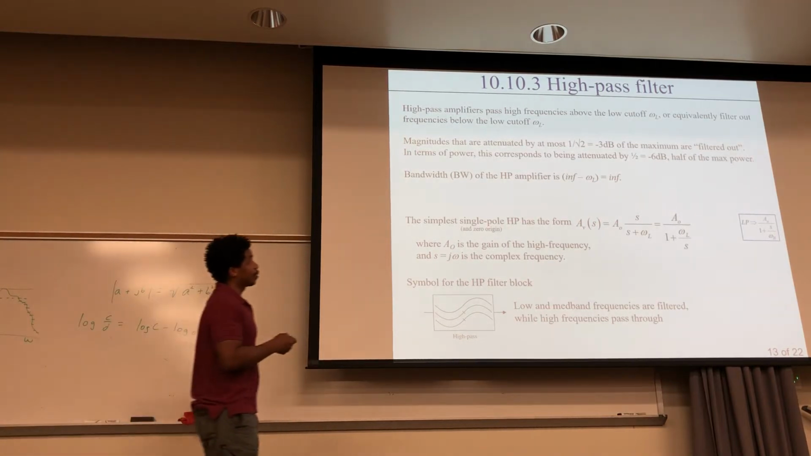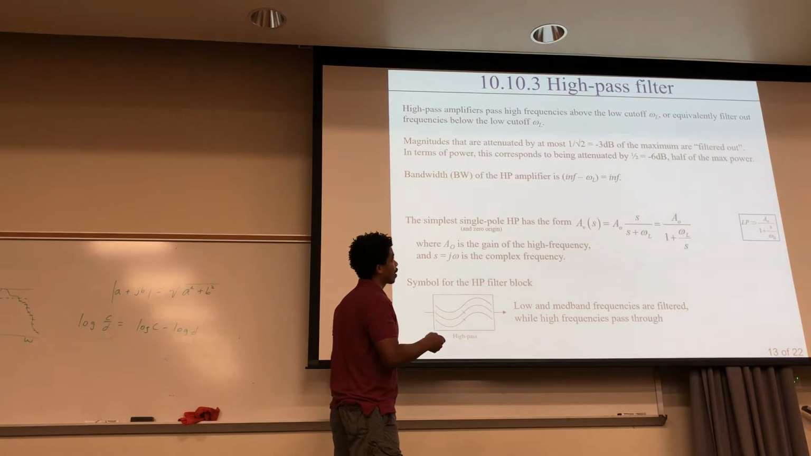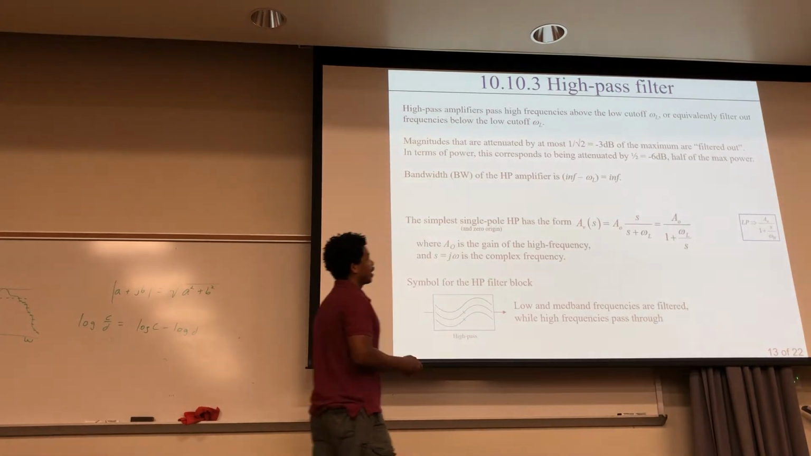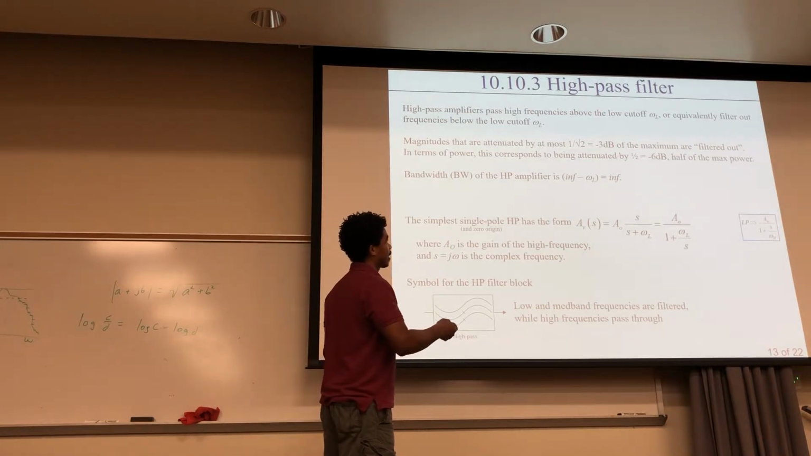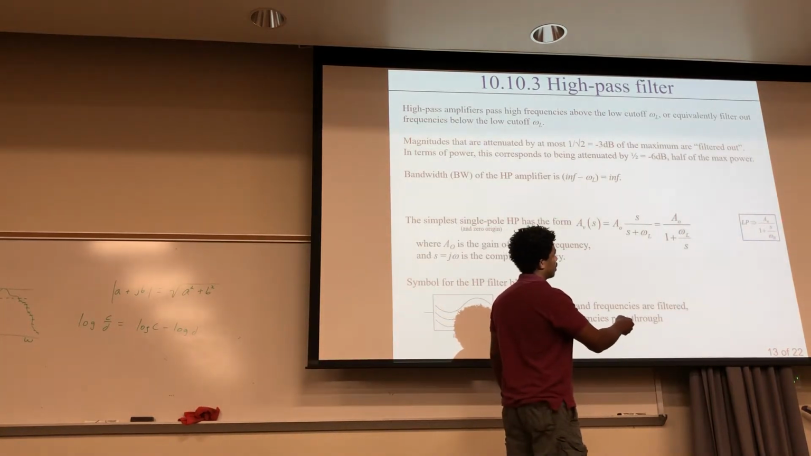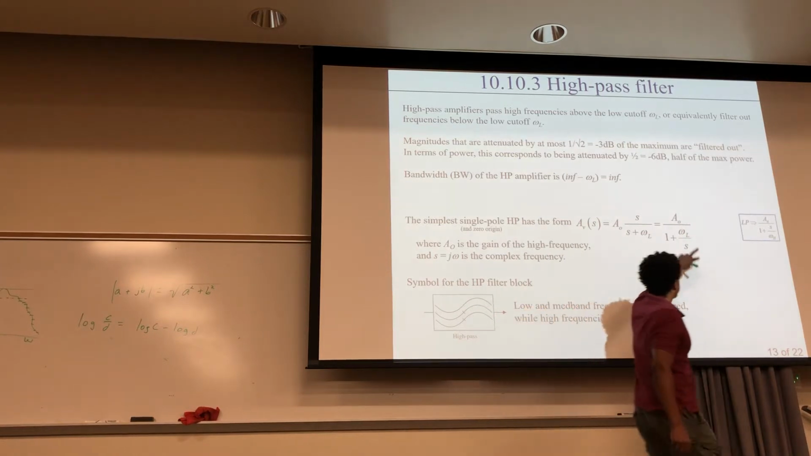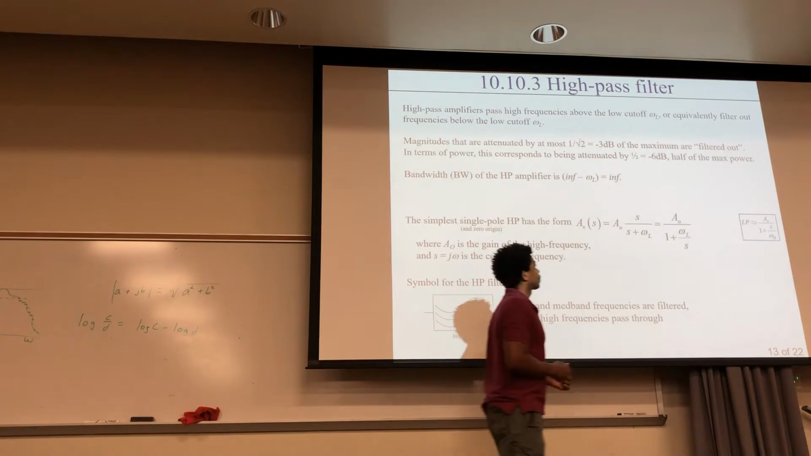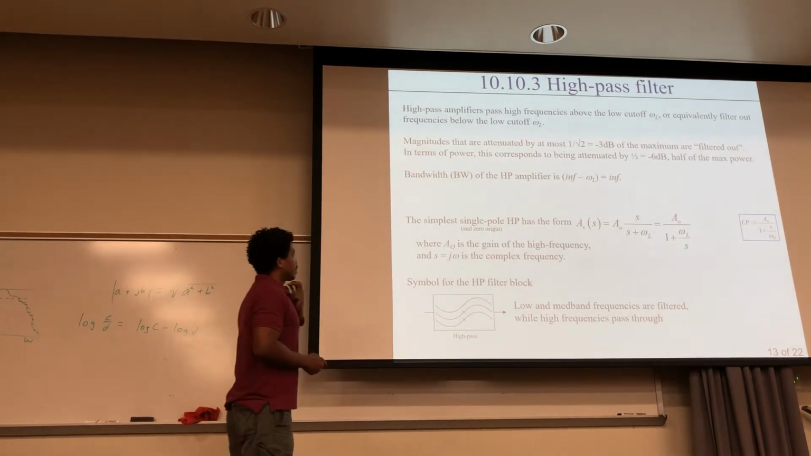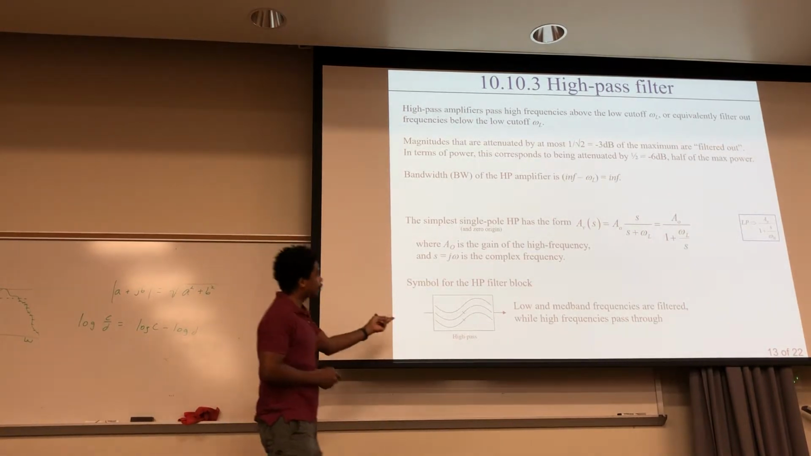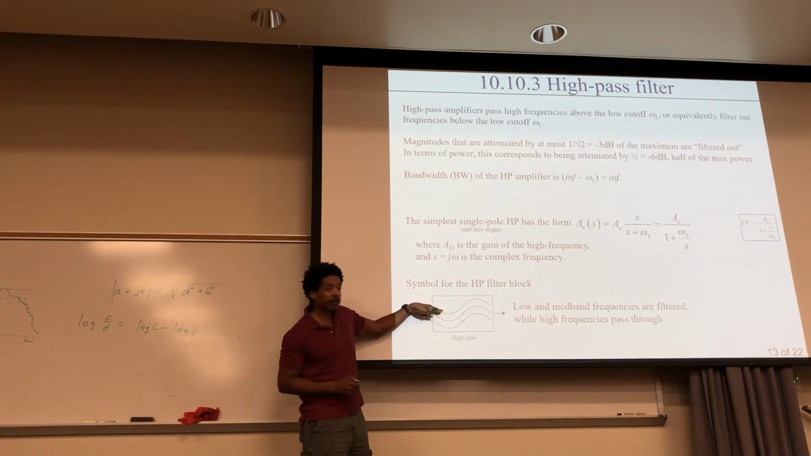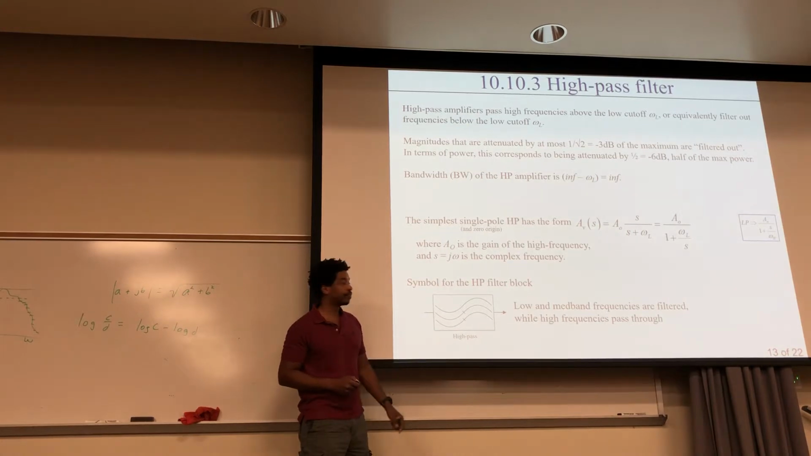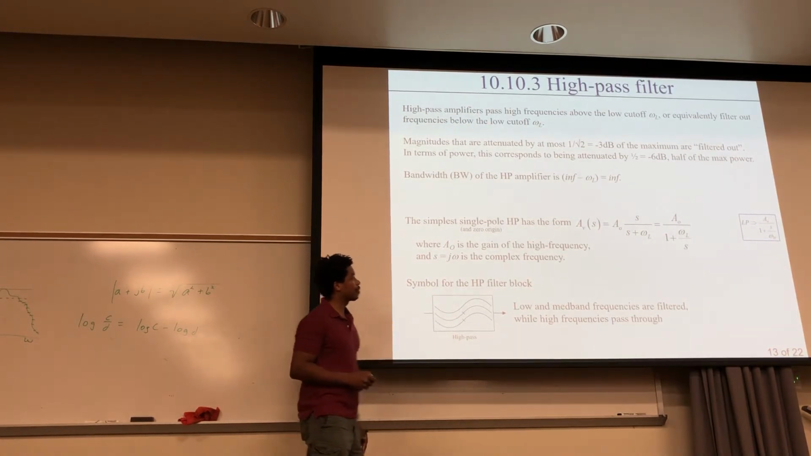Here's the simplest single pole high pass filter. It has this kind of form right here. Notice the difference. You have this S instead of omega in the numerator. And so it looks like this. And remember, this is the low pass one, just to compare. And you see the differences here, where you have that inversion of those two things. Okay. So here's a symbol for it. So the highest frequency goes through, the mid-band and low frequency are crossed out. That's what the block diagram looks like.